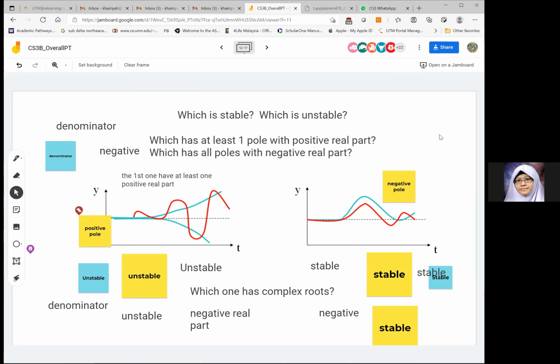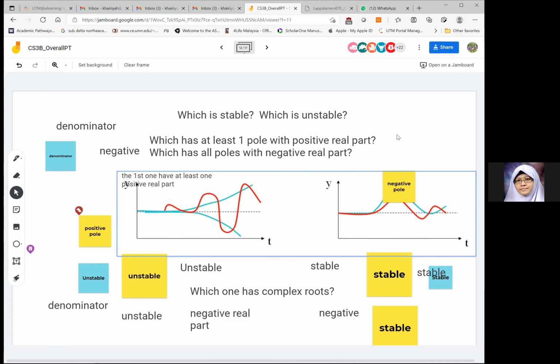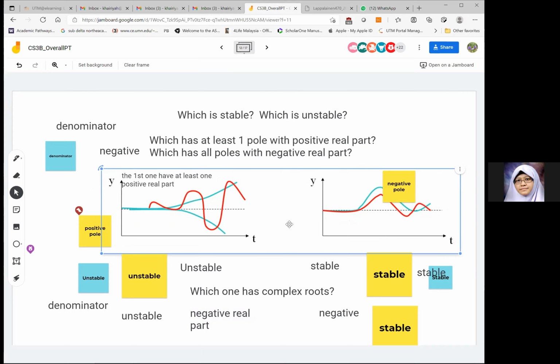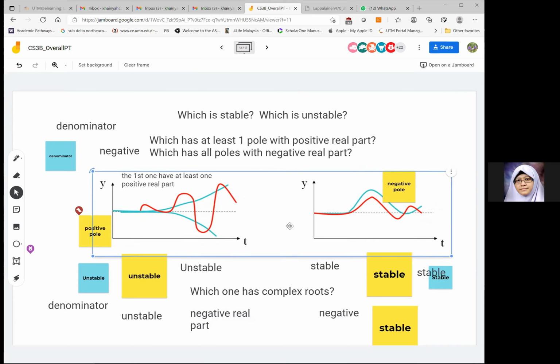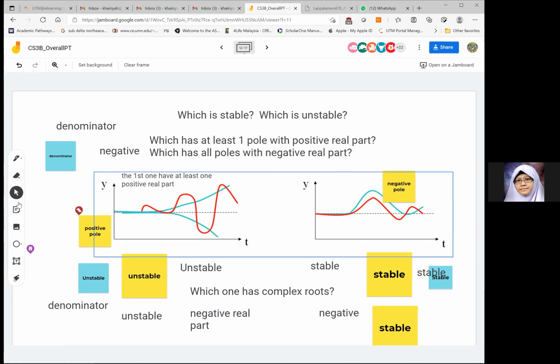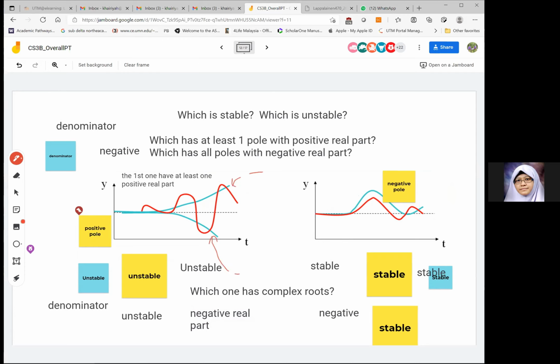Now, you can see that there are four responses. This one is one response. I keep forgetting that this thing can move. Okay, now we know that there are two responses here. This is also unstable. The green line here is also unstable because it's unbounded.